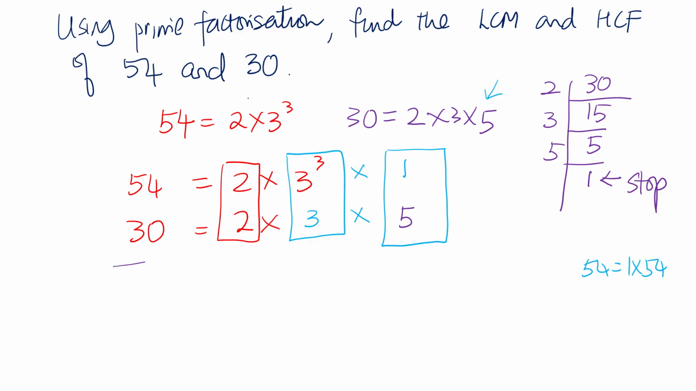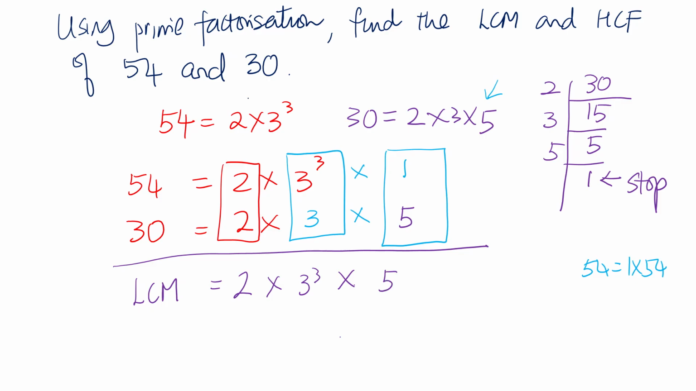All right, so this is how we do it. And then the next thing is to find the LCM. We will choose the bigger number of the two prime factors. So in this case, 2 and 2, we have to take 2. 3 cubed and 3, the bigger number is 3 cubed. 1 and 5, the bigger number is 5. So that will be the LCM for the numbers 54 and 30.